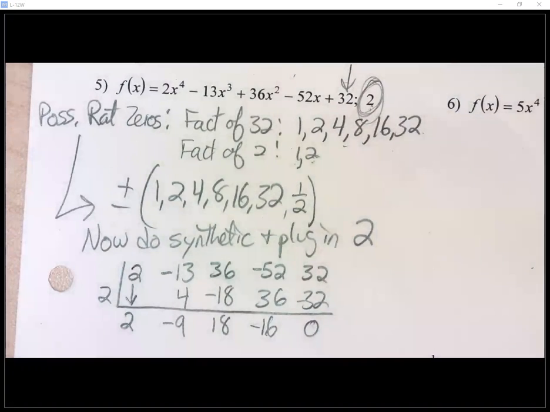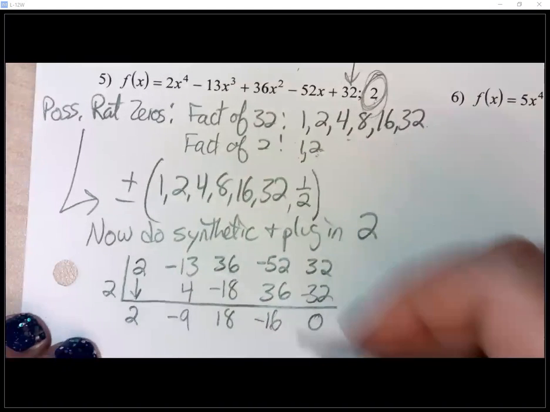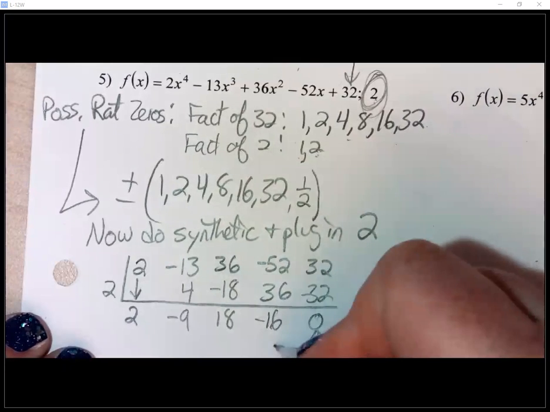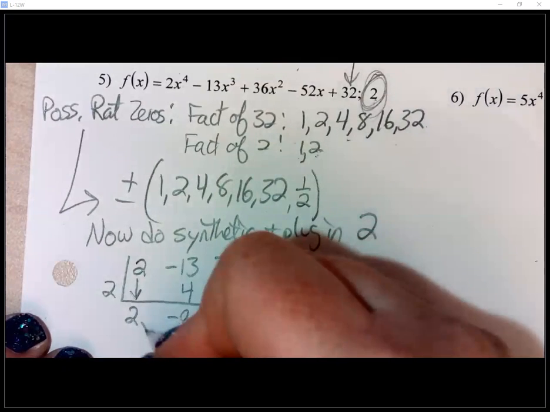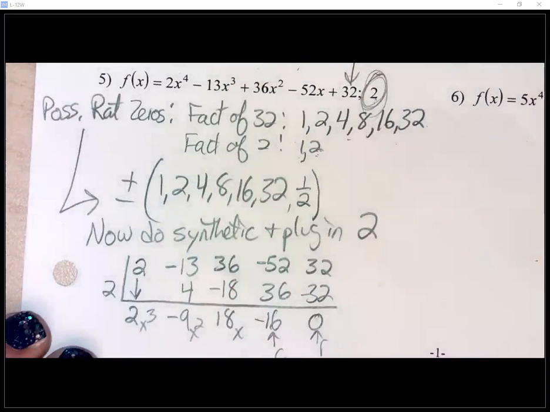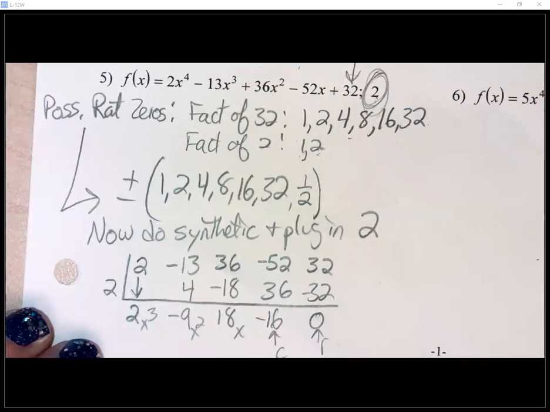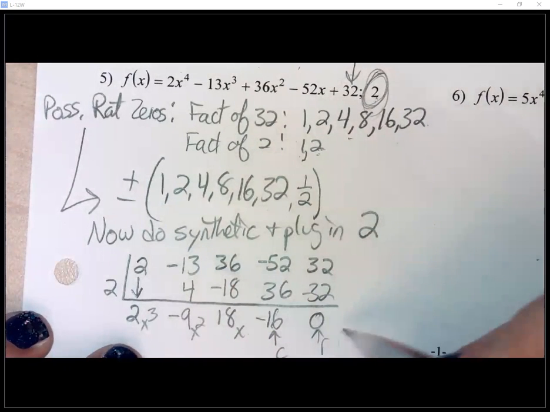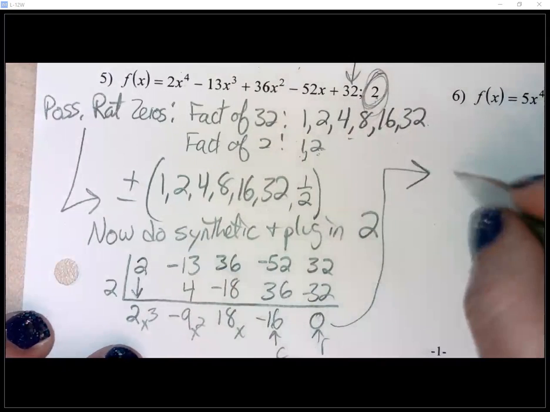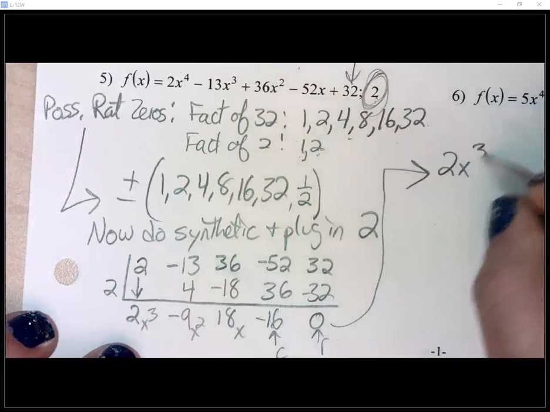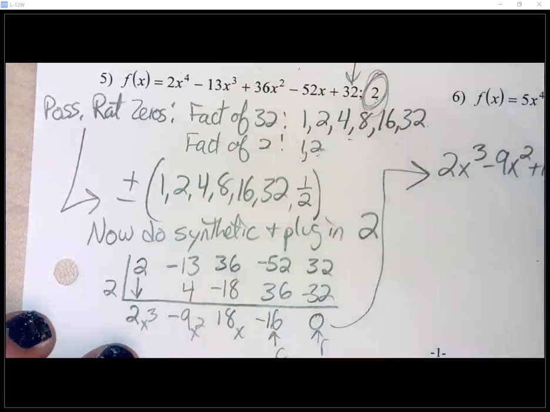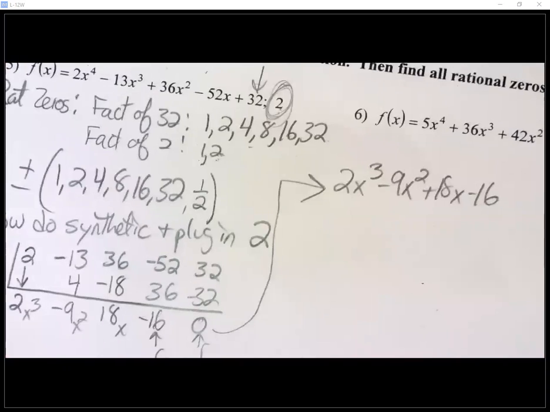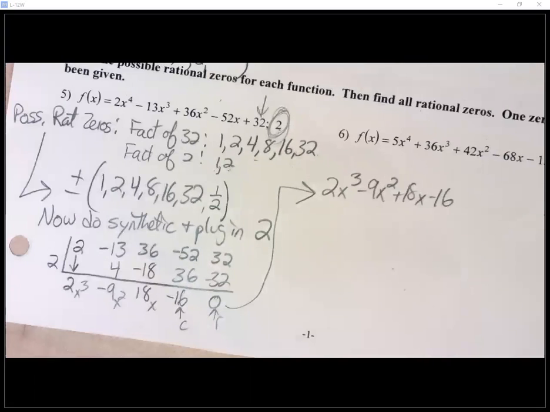I got a remainder of 0. I was expecting a remainder of 0. Remember what these are. There's your remainder. This is now your constant. This is x to the first, x squared, x to the third. So when I write this all nice and neat, I'm going to do this over here. Forget number 6. I'm going to write right over it. 2x cubed minus 9x squared plus 18x minus 16. You are now down to this 4-term polynomial.